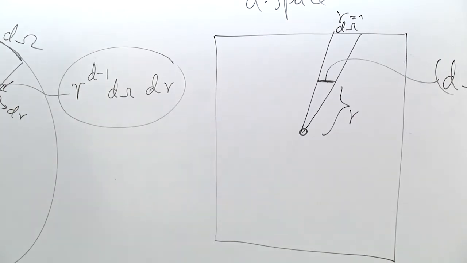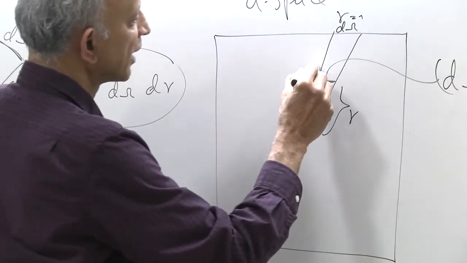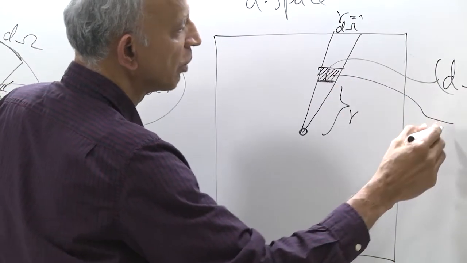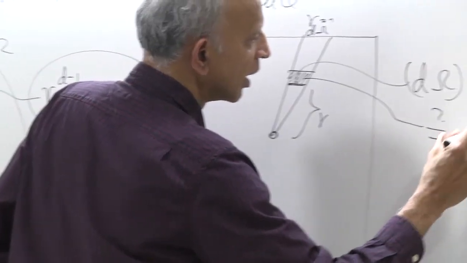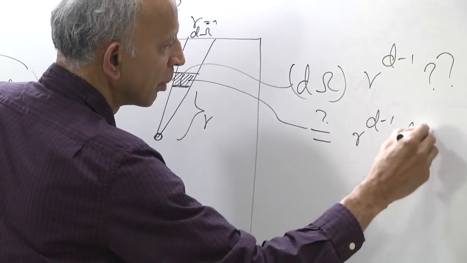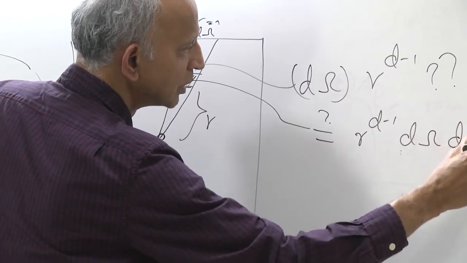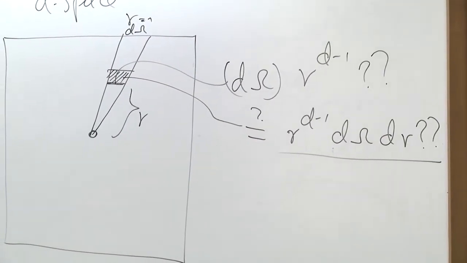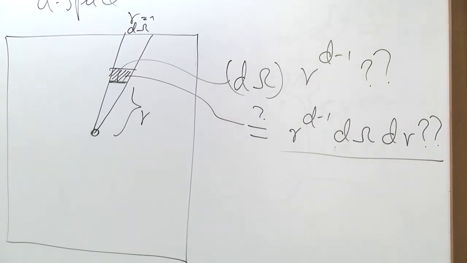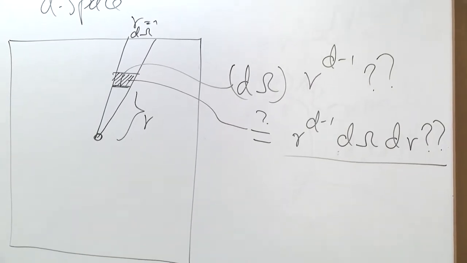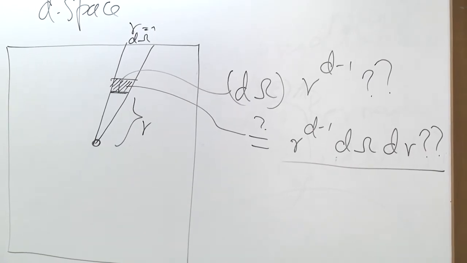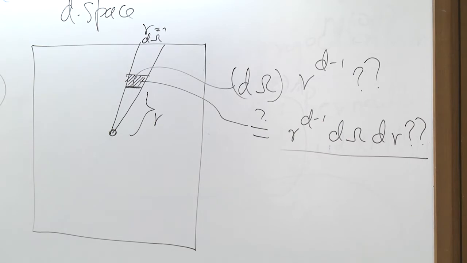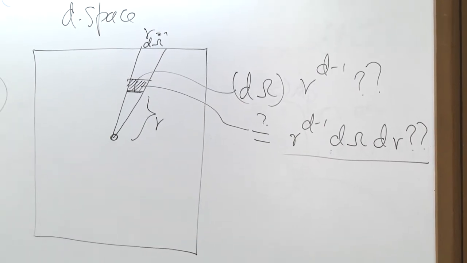It is, actually. That's not a problem. Is it true that this is equal to r to the d minus 1 d omega dr? I won't give you the answer, but assume that that is true. Do an integral, you get the wrong area for the square, even in 2D, so you know it's wrong. These are the same picture, more or less. That is wrong, and this is correct. Why is that?